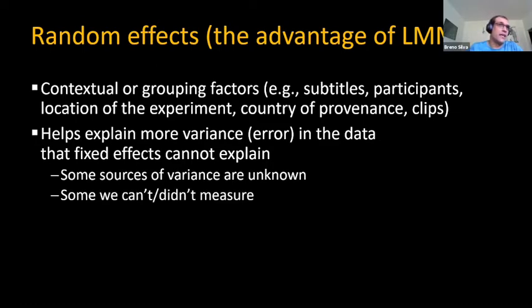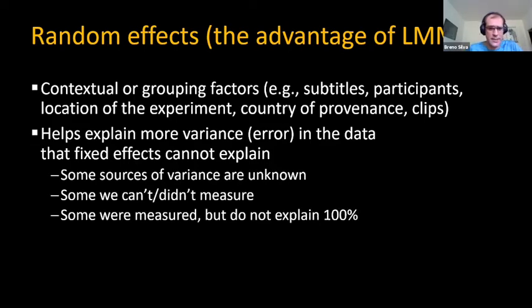There are some variables that we can't measure because we don't know they exist, or because we couldn't measure them. There was no practical way to do that, or perhaps because we didn't have the time, or there were errors in the analysis, for instance.